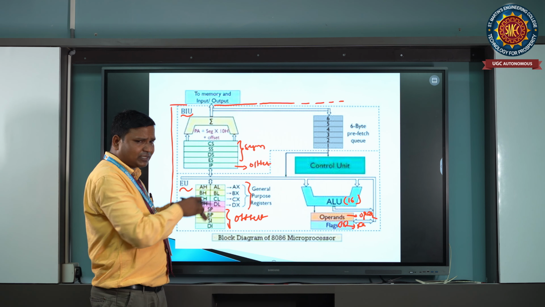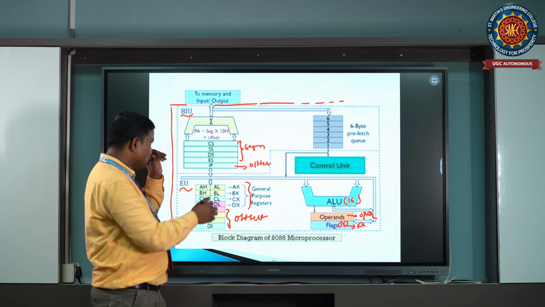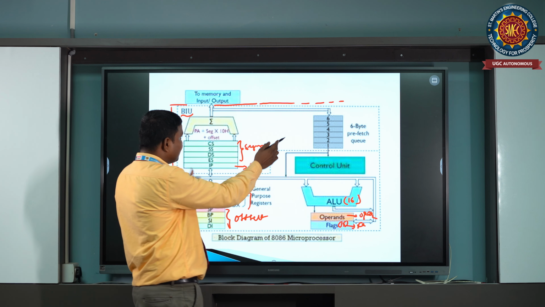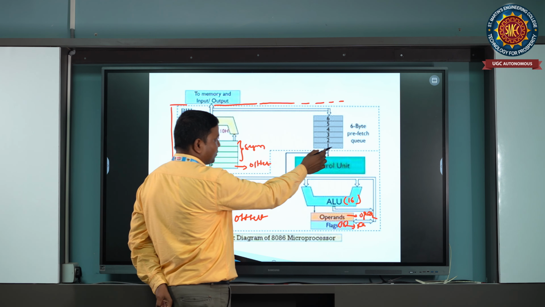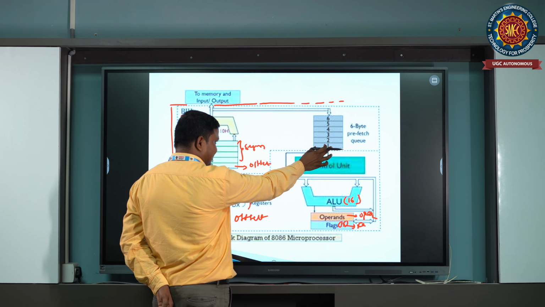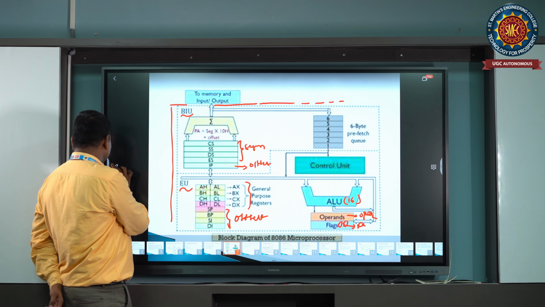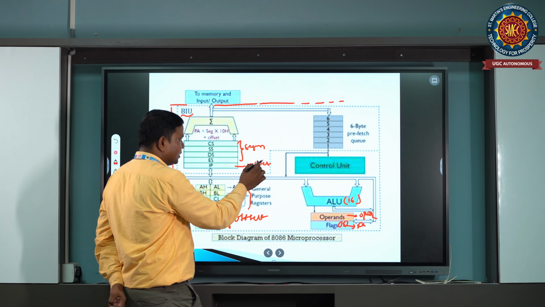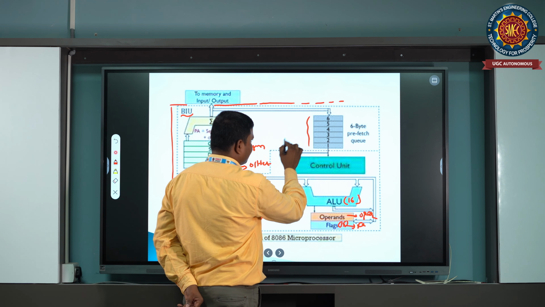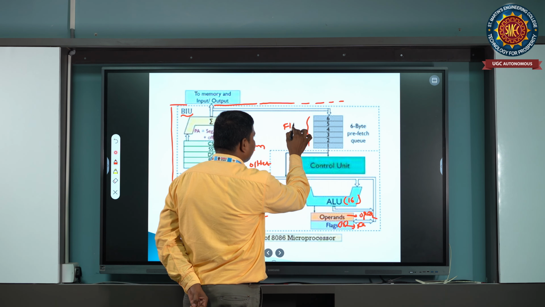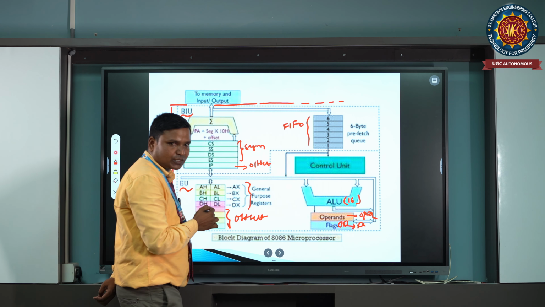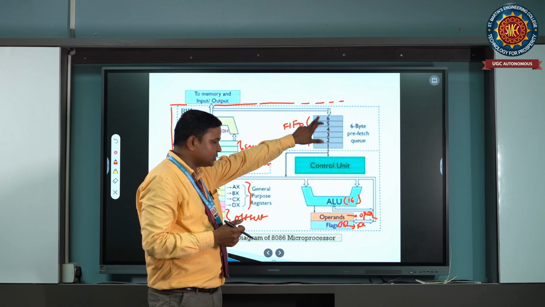So let us see what happens in the bus interface unit. Here we can see the structure. This is a 6 byte prefetch queue. Here we need to follow the FIFO concept, first in, first out. So 1, 2, 3, like that it is there.